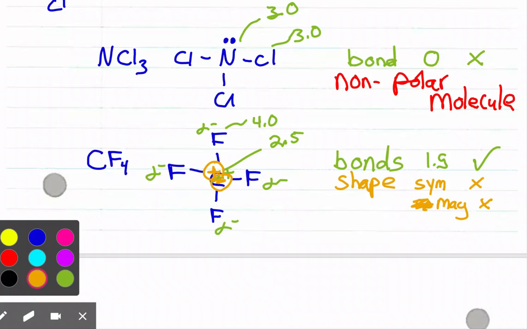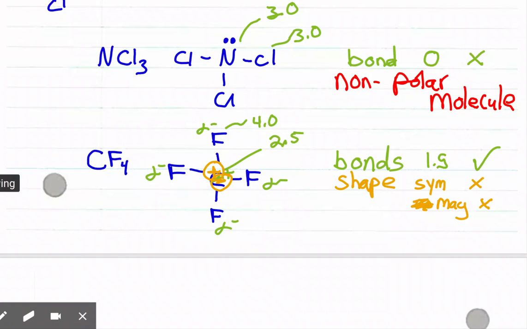So this molecule passes the bond check, but it does not pass the shape check. So this is another example of a non-polar molecule.